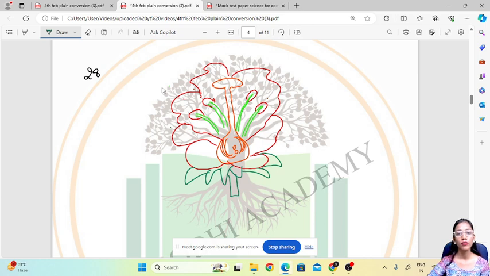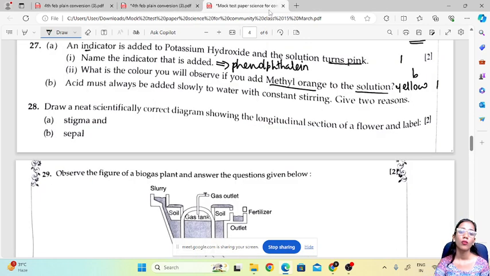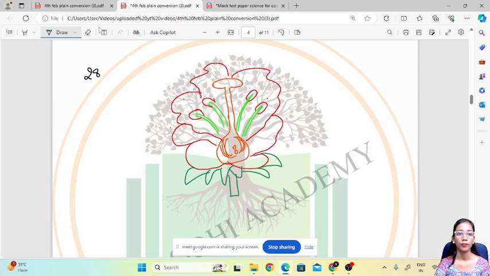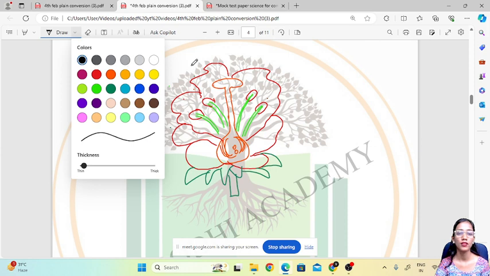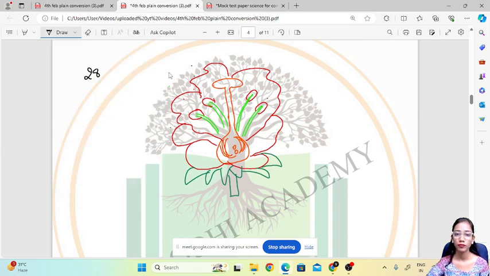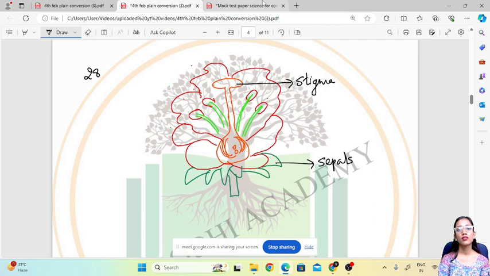Okay, this is a very schematic diagram. We have to draw using a ruler and a pencil in the exam paper. Now what are the markings? Label the stigma and the sepal. Where is the stigma? This is the stigma and these are the sepals. Okay, so this is the flower.